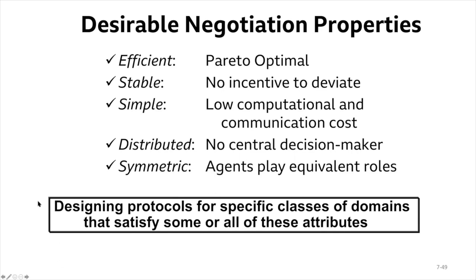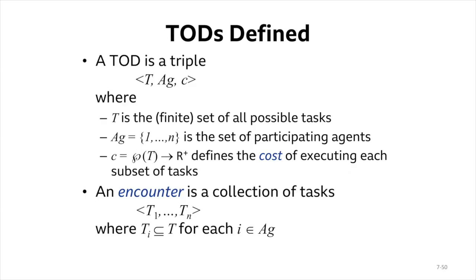So what we've done in the multi-agent systems community is we've designed classes of protocols for domains that satisfy some or all of these attributes. And I'm now going to give you an example of one of these. So this is the most technical part of the talk. Okay, so here's how it goes.